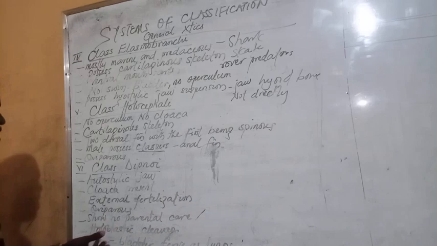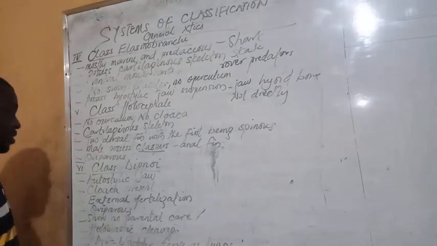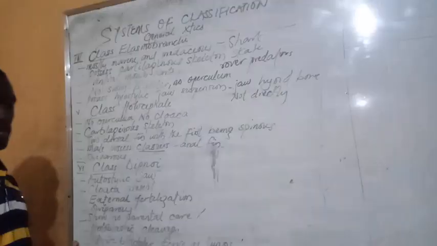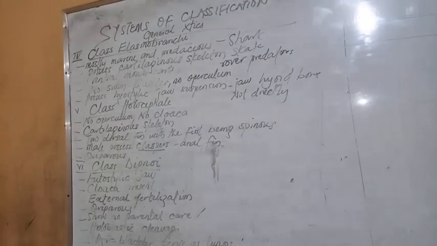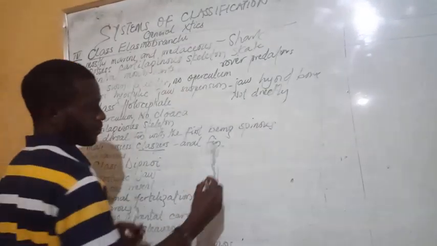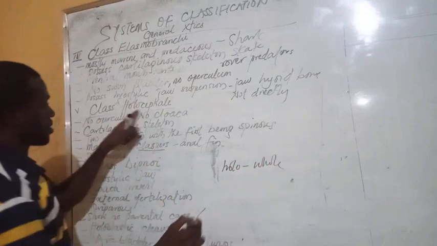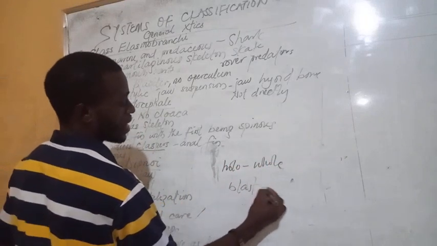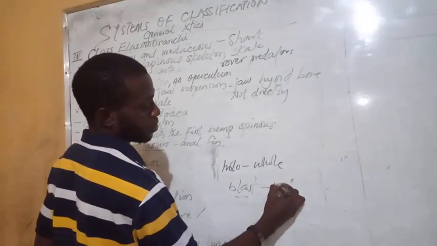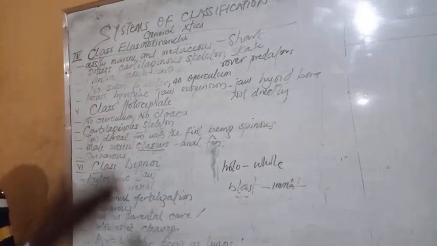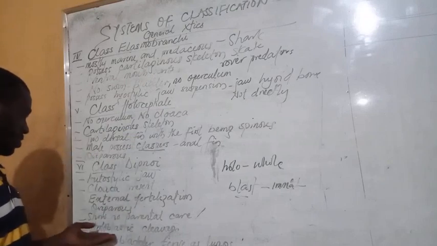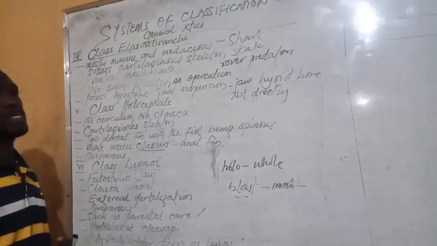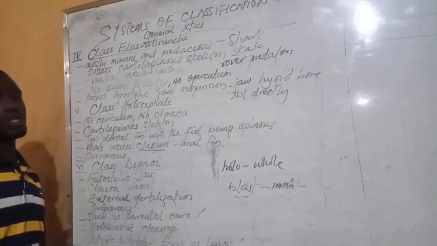They experience holoblastic cleavage. Now, this is in their developmental stage, the zygote stage. Holoblastic is gotten from two words, holo, which means whole, and blastic. Blast is a biological term for an immature cell. Cleavage means splitting. So the whole cell splits, that is holoblastic cleavage. The other type of cleavage is meroblastic, in which not all the cells split.